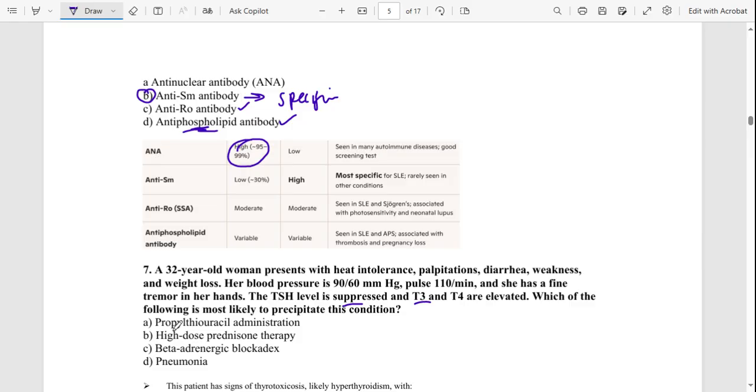Propylthiouracil administration, high dose prednisolone therapy, beta adrenergic blockade, pneumonia. Any thought on this one? Okay, why do you go for pneumonia, doc? Any thought? Why?